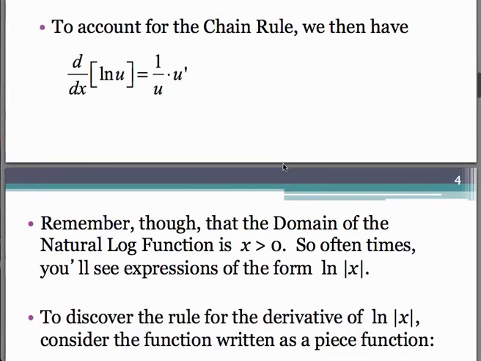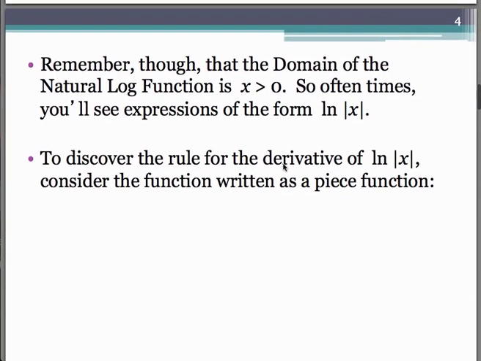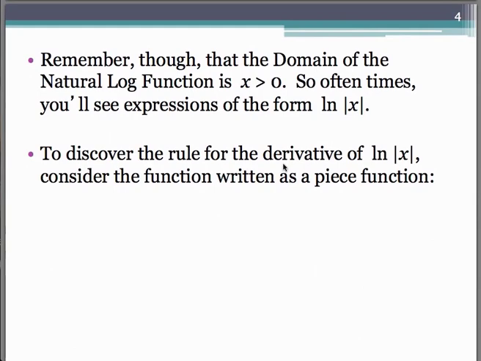Now, one thing to remember, though, is that the domain of the natural log function is x greater than 0. Take a peek back at your calculator on the graph and you'll see that's true. So oftentimes what you'll see are expressions of the form natural log of absolute value of x. So maybe we need to consider what the derivative rule for that situation might be. If instead of just having natural log of plain x, it's natural log of absolute value of x. So to figure that out, let's consider what this function would look like if we were to write natural log of absolute value of x as a piecewise function.